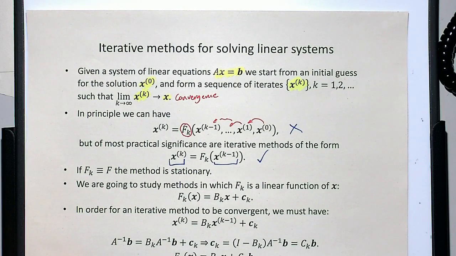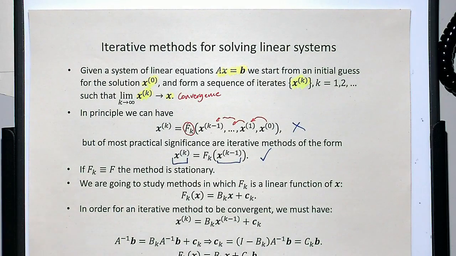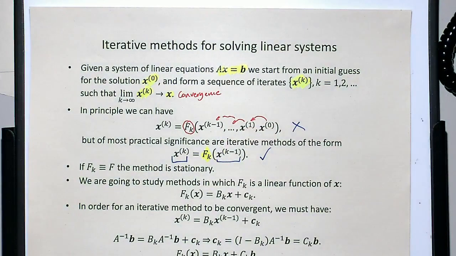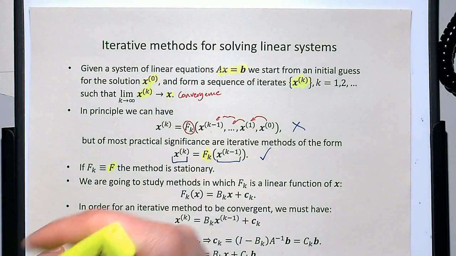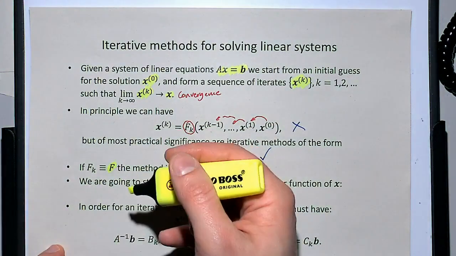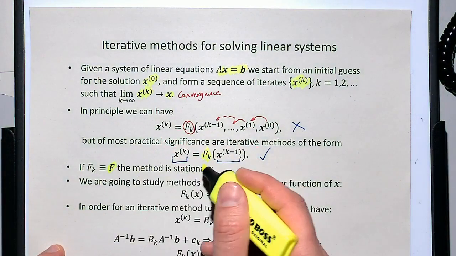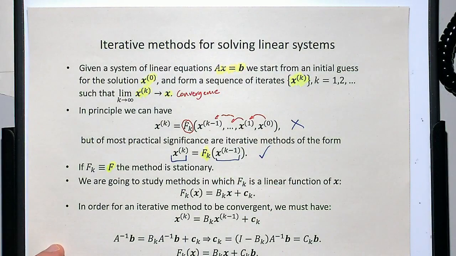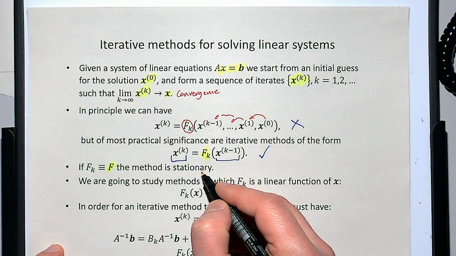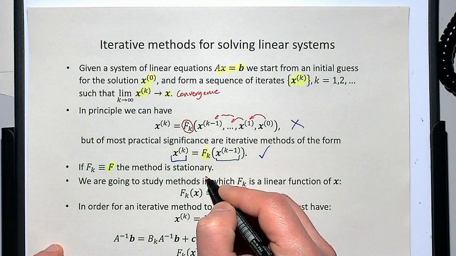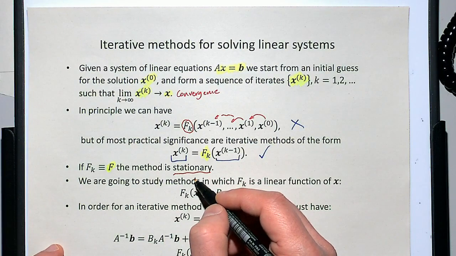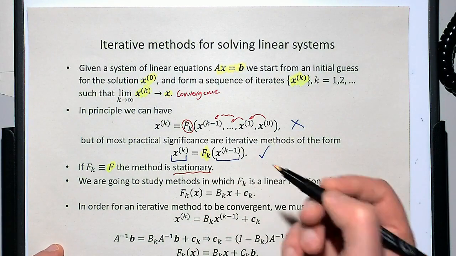And also, the other good thing is that this function f_k, which is responsible for transferring our old solution to the current one, is going to be fixed. If it can be fixed, and usually this is the case for us, then f is not changing with the iteration. If we have this index k, which means that f is changing with iteration, then we have a non-stationary solution function. But here, we are going to consider cases where f is fixed. It's not changing with iteration, so it's stationary.